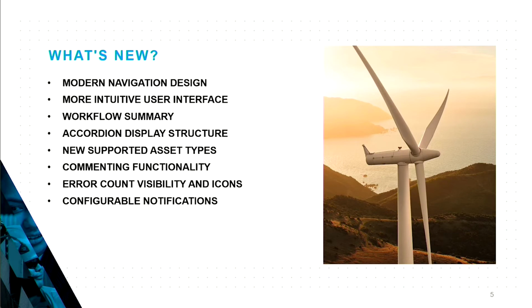We're using accordion display structures now rather than page-by-page displays. So this just allows us to have all of the sections on the page and able to expand and collapse accordions relevant to what you're interested in looking at the time. We've also got some new supported asset types, which I'll get through in the next slide, as well as the comment functionality that we've enhanced, and I've briefly touched on that, and I will also describe it within the run through on the application itself.